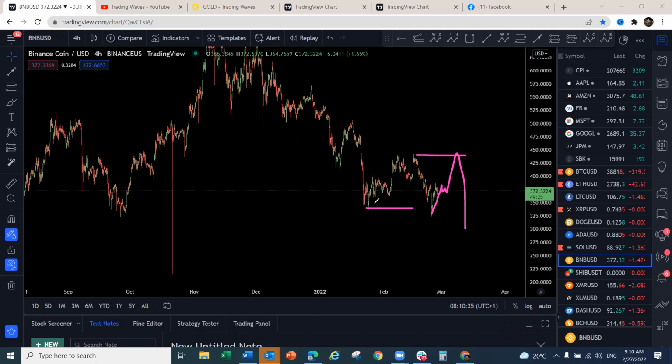Binance, similarly, on the 4-hour, we've got 1, 2, 3 up, 1, 2, 3 down. We'll expect this to make a 1, 2, 3 up. If you don't get this leg here, that means this is all the correction that you have, and this is just going to continue lower. So we want to see that confirmation, whether we're going to get the 3 waves there or it's just going to push to the downside.